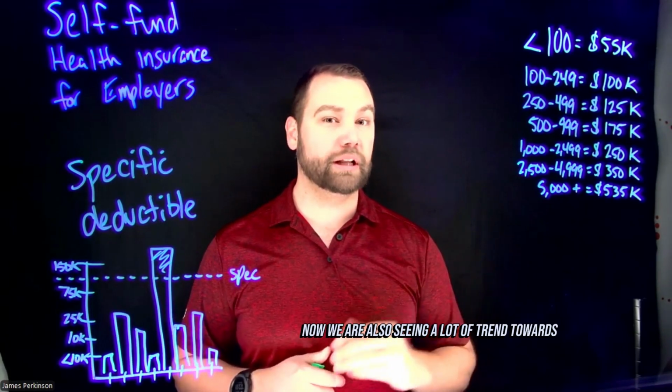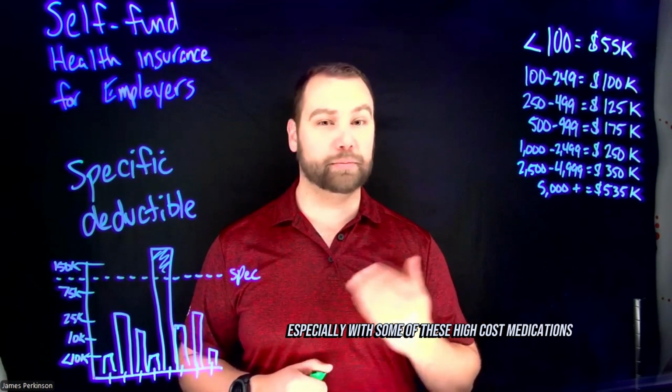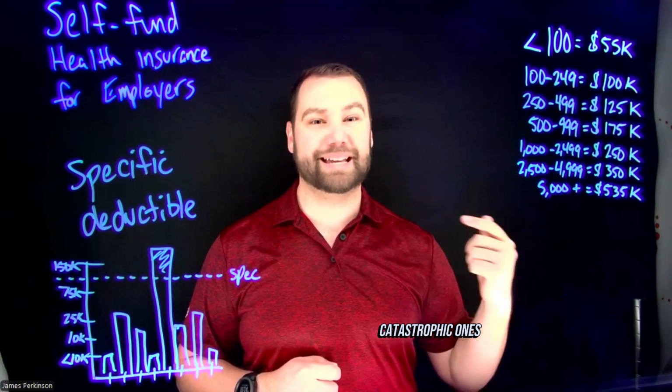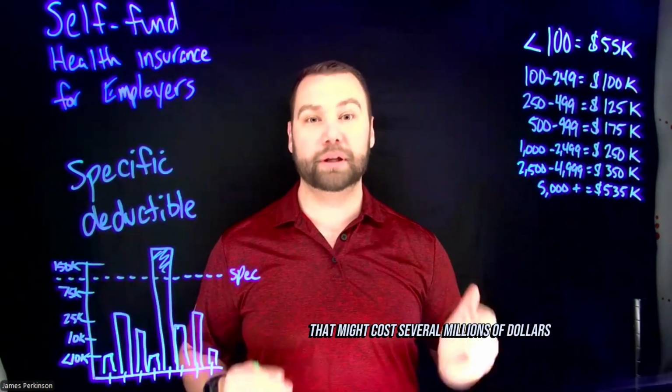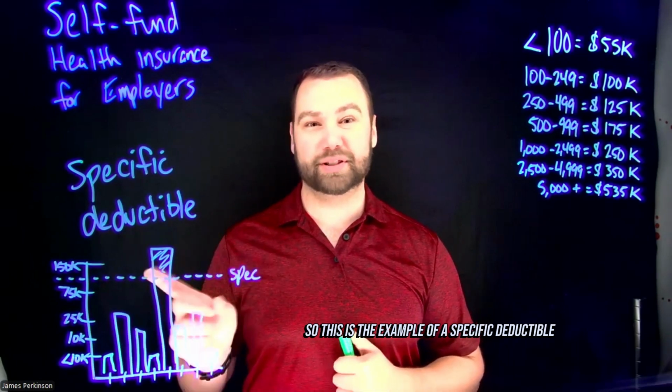Now, we are also seeing a lot of trend towards $1 million plus claims, especially with some of these high cost medications, gene therapy, things like that that are coming out, so protecting against those very big catastrophic ones that might cost several millions of dollars. And that's really where stop loss comes in. So this is the example of a specific deductible.